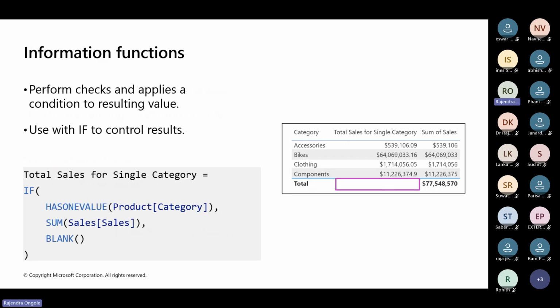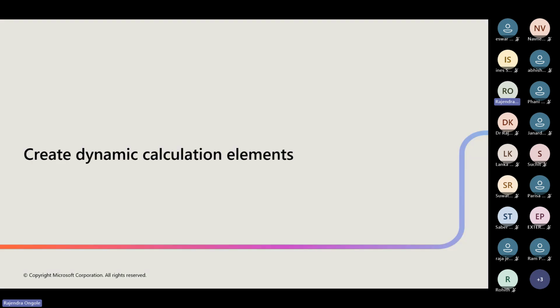And a few information functions like HASONEVALUE and TREATAS all come under information functions. HASONEVALUE of this particular product is an IF condition, a conditional statement, with the sum of sales value. In such a scenario, you can see the output: total sales for a single category. Make sure that a lot of DAX functions are there. It's very important, please go through them, like TREATAS, HASONEVALUE, and so on.